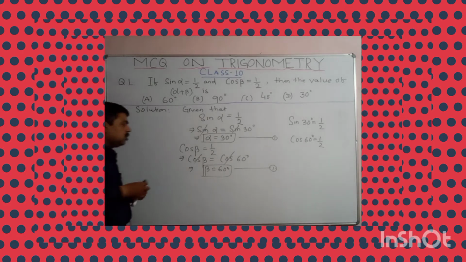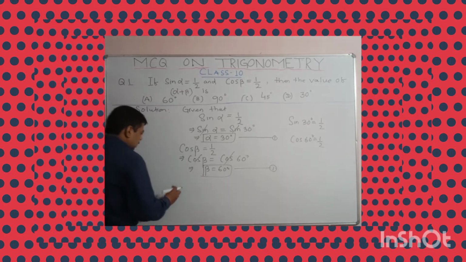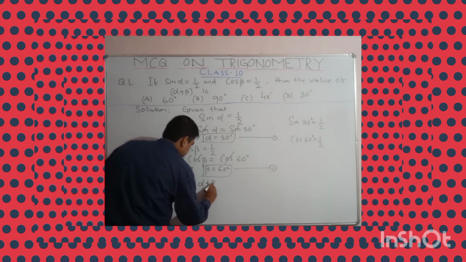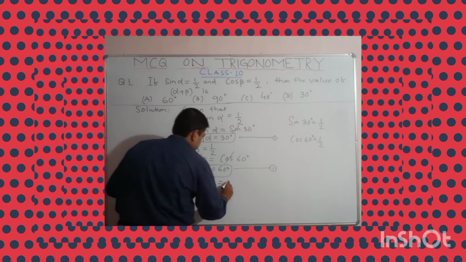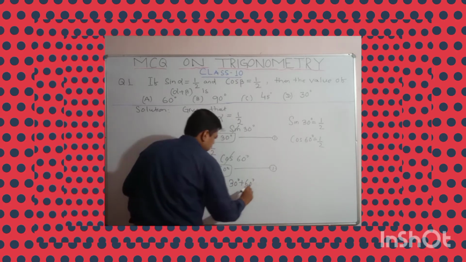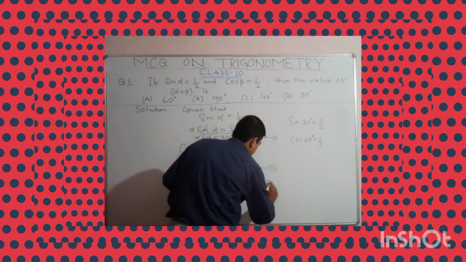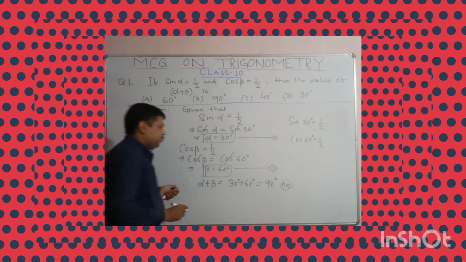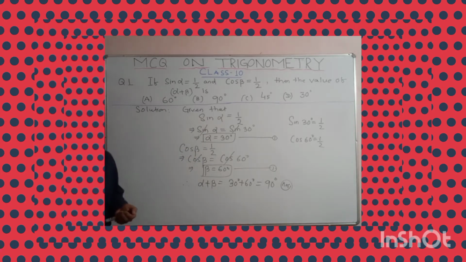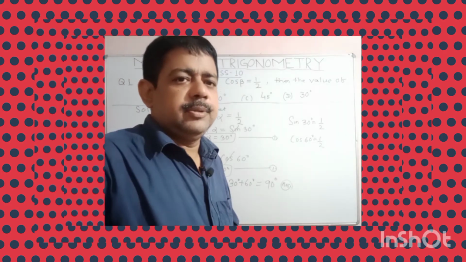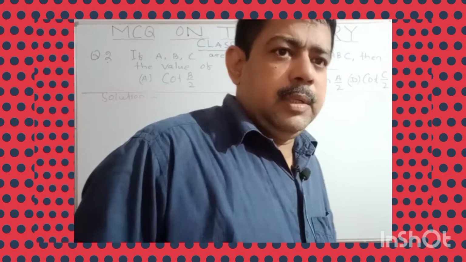So we can now find the value of alpha plus beta. Hence, alpha plus beta is equal to 30 degree plus 60 degree, which is equal to 90 degree. Understand? So, is it clear, question number 1, all of you? Okay, thank you. Then question number 2, I am going to discuss.